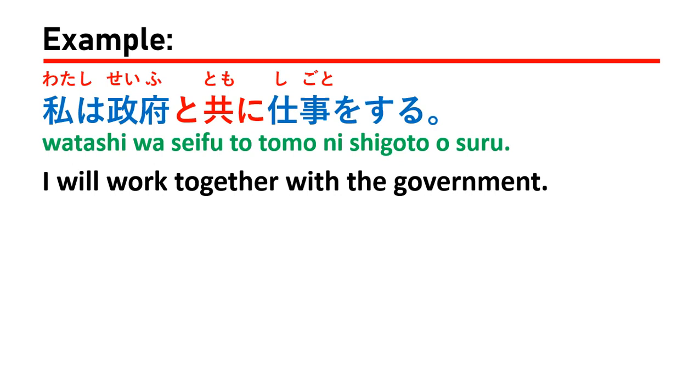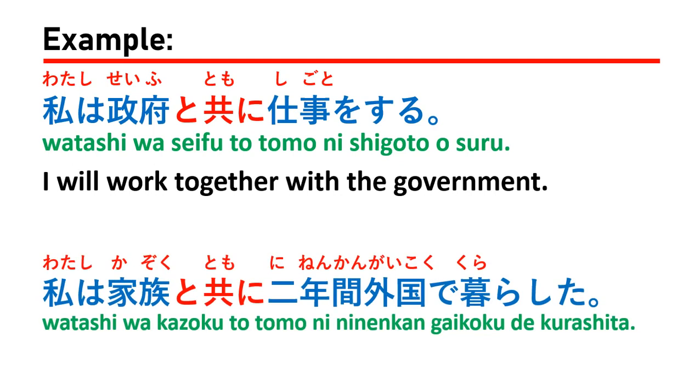One thing is I, and another thing is the government. So when you and the government work together, you can say ともに, which means two things work together. In Japanese you can say 私は政府と共に仕事をする, which means I will work together with the government.